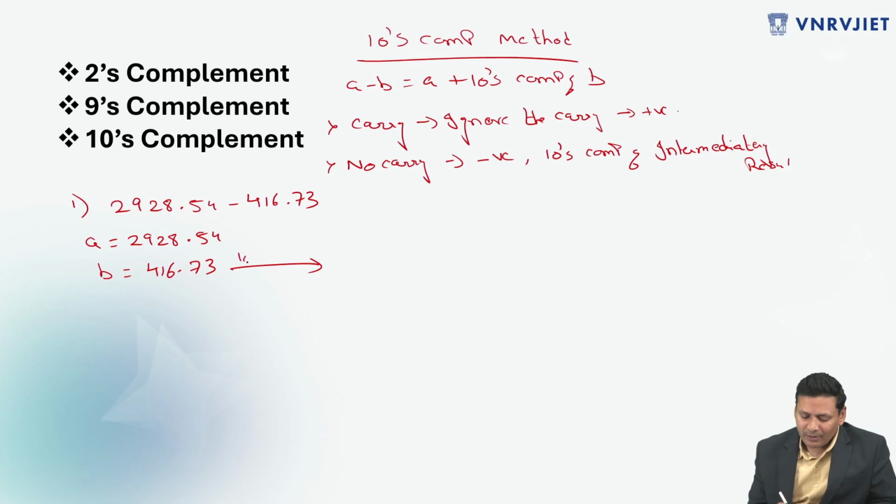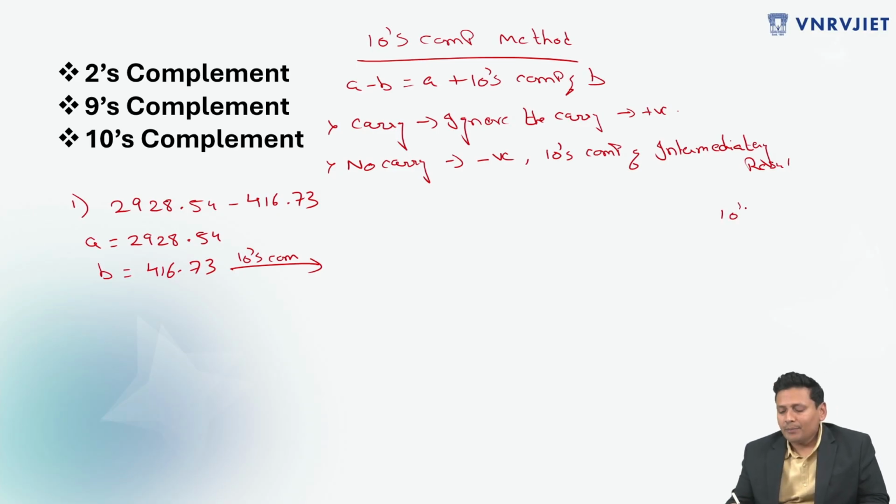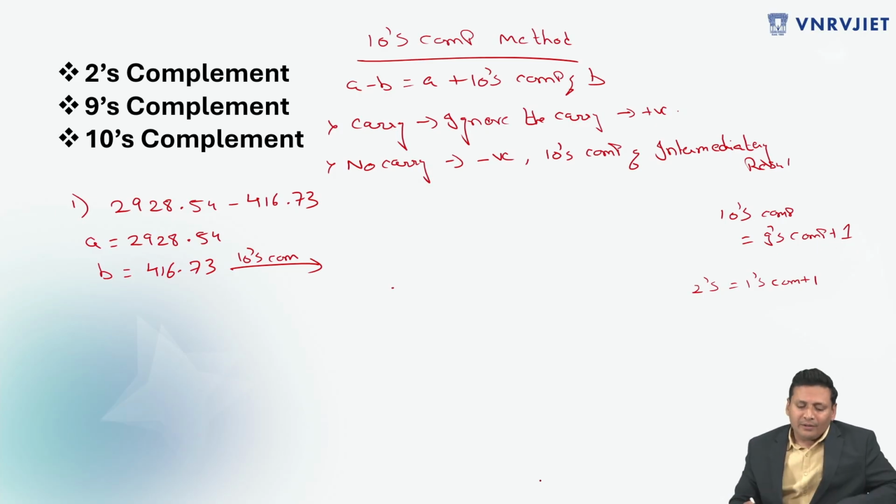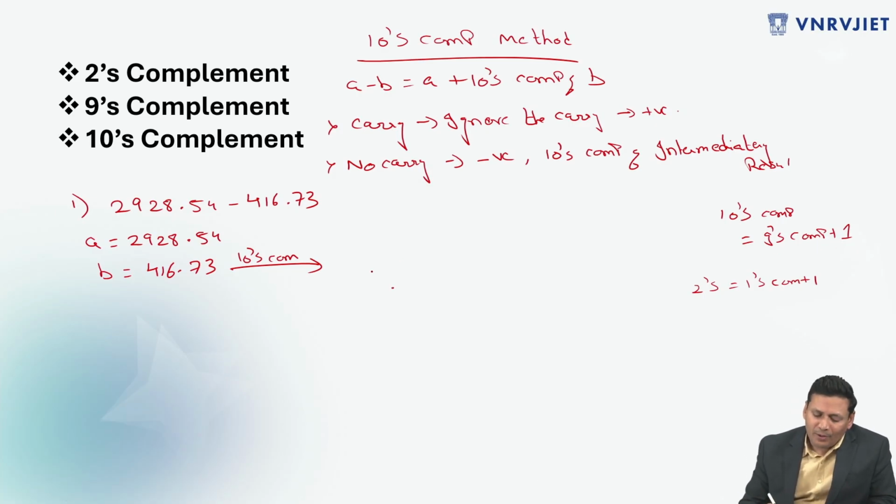You have to take out the tens complement of B. We know how to find out the nines complement, so now we have to find out the tens complement. What is the tens complement? Tens complement is nines complement plus 1, which is very much similar to the twos complement. Twos complement means ones complement plus 1, and tens complement means nines complement plus 1. Now we have to find out the tens complement of B.